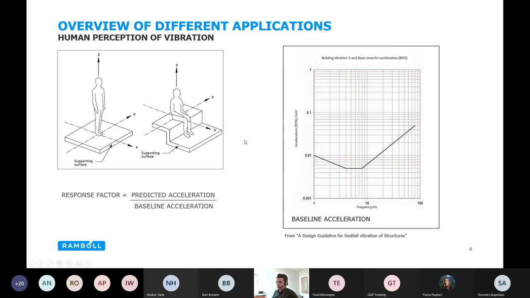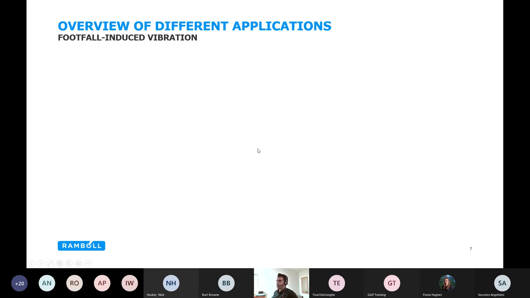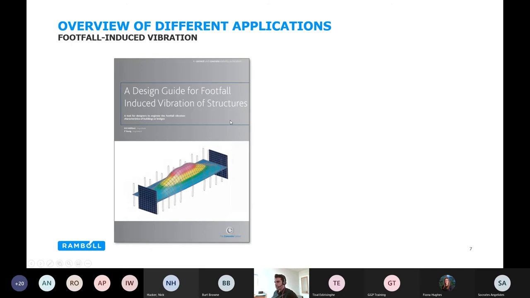Usually we refer to response factor when we want to compare how a predicted acceleration, either measured or calculated by numerical tools, relates to this baseline acceleration. And basically that gives an idea of how much the human perception threshold has been higher or lower. So this is used basically in footfall induced vibration.